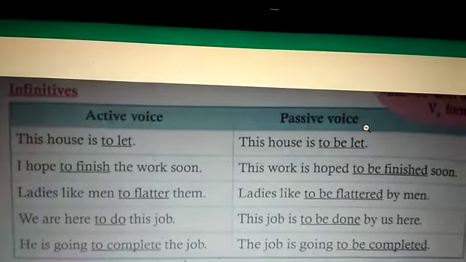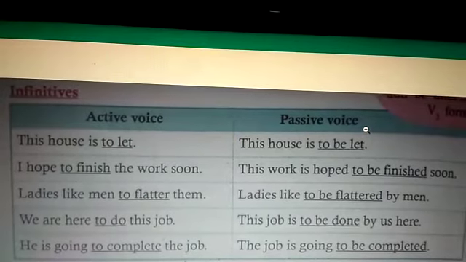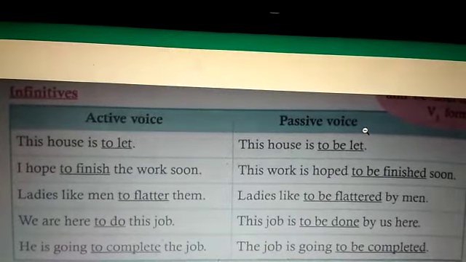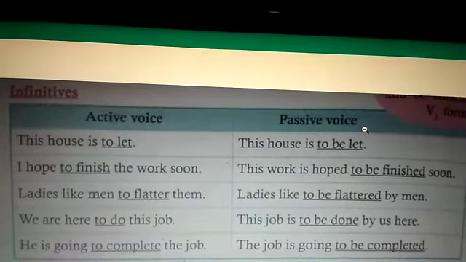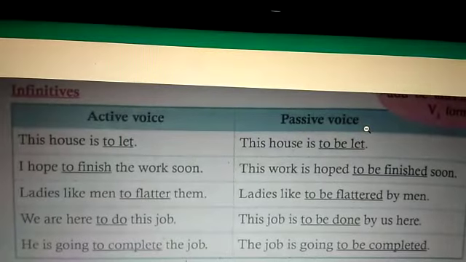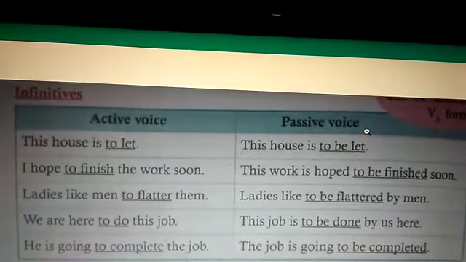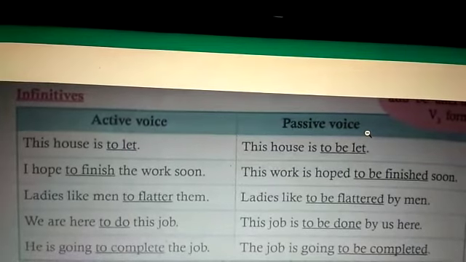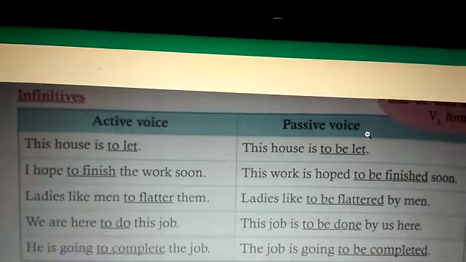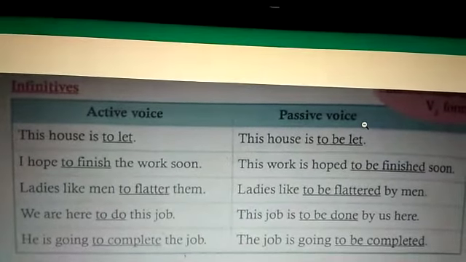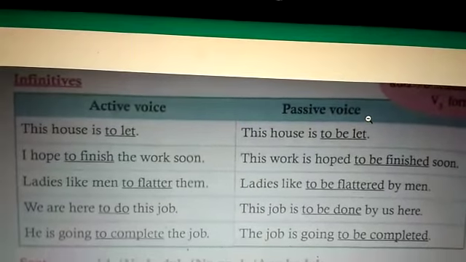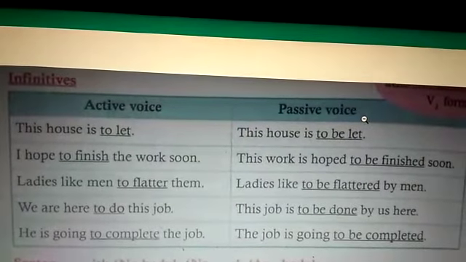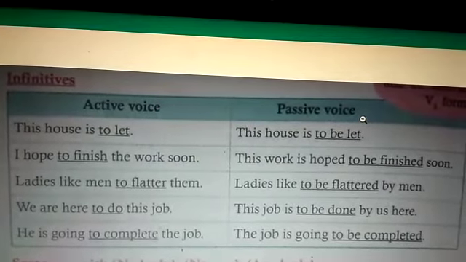Second one, you see, I hope to finish the work soon. This work is hoped to be finished soon. Third one, you see, ladies like men to flatter them. Ladies like to be flattered by men. What do you mean by flattered? False praises. Okay. Praising falsely. Then, we are here to do this job. This job is to be done by us here.